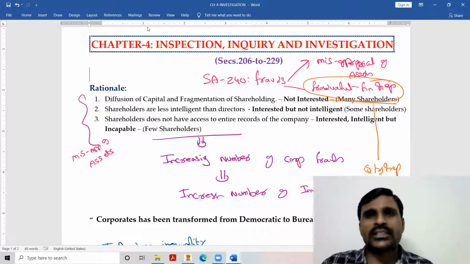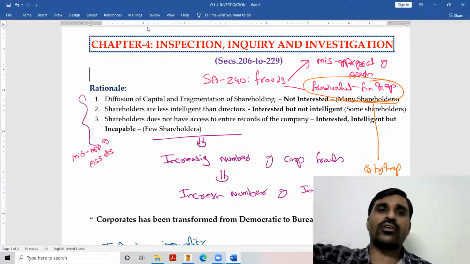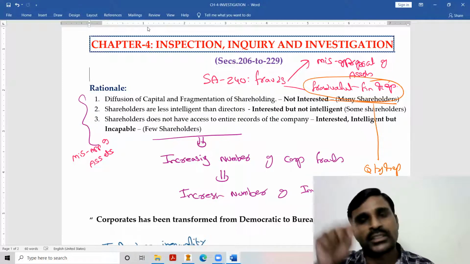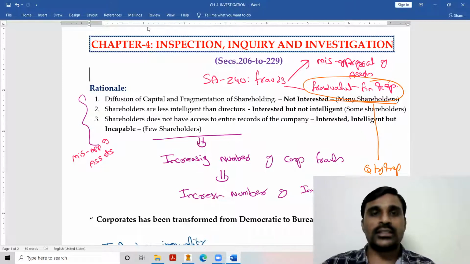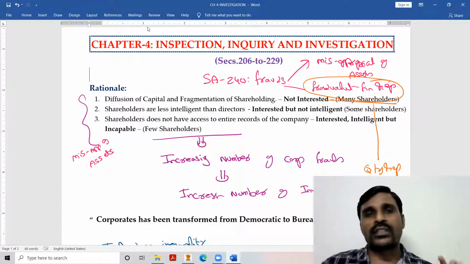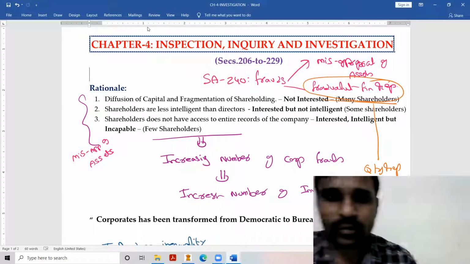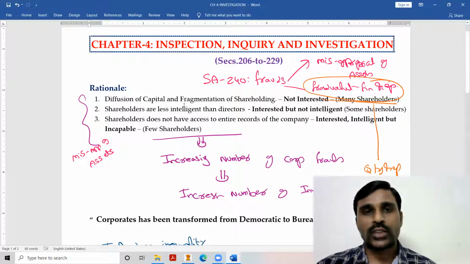So even though directors might not have taken a single rupee out of the company, still the accounts are falsified because of these reasons. Therefore, one reason is misappropriation of assets. Another reason is fraudulent financial reporting. Due to both reasons, corporate frauds have been increasing. The increasing number of corporate frauds is resulting in an increasing number of investigations. Okay, right. So this is the background for this chapter.